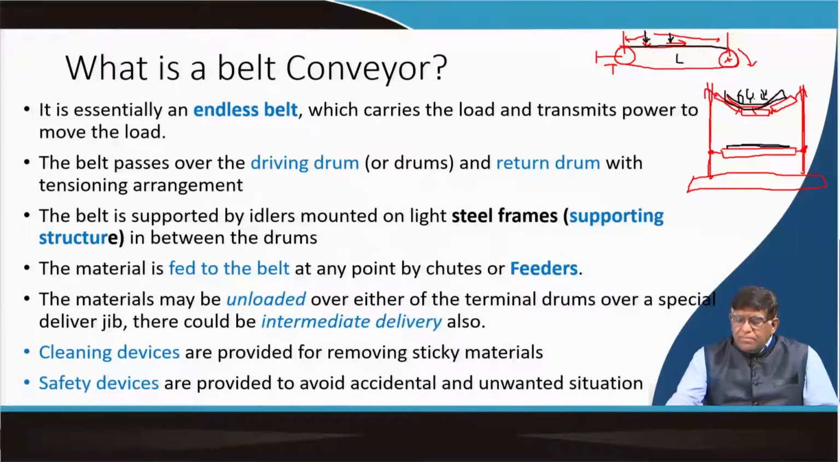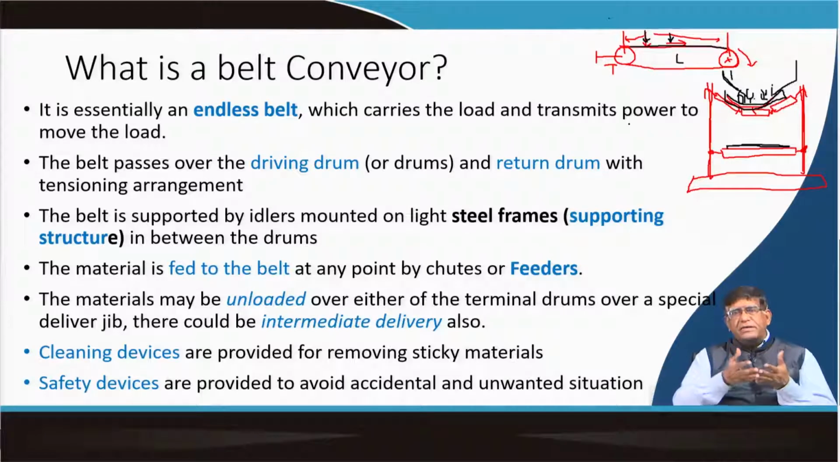So, that means the basic system will have to have a feeder. That feeder can be at the top of it, a structure which will be feeding the material over here, and it will be guided by a chute, so that the material is guided onto the conveyor belt. This type of feeder can be of different types.